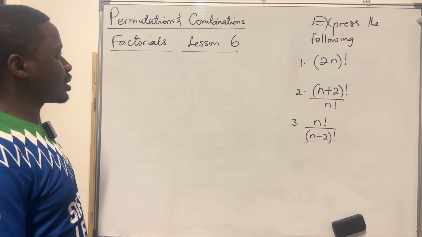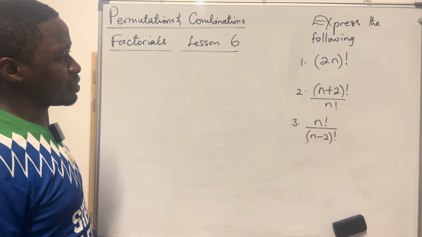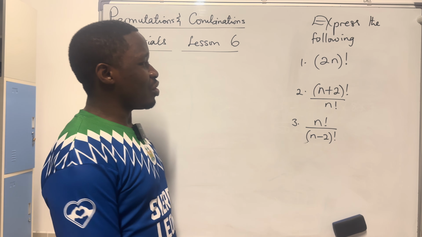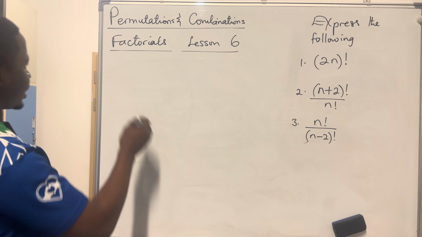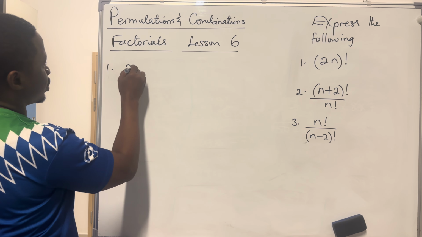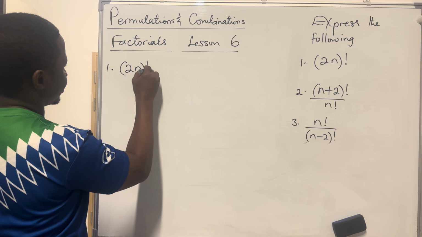We are still discussing factorials. We have three problems on the board. We want to simplify here. The first one says 2n factorial.